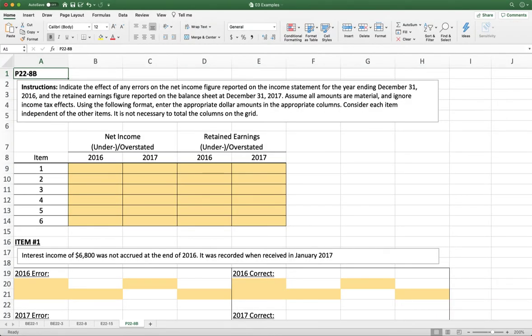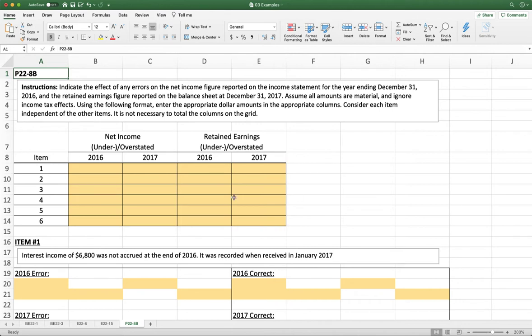For this example, we are going to indicate the effect of any errors on the net income figure reported on the income statement for the year ended December 31st, 2016, and the retained earnings figure reported on the balance sheet at December 31st, 2017. So that's the net income of year one and the balance sheet retained earnings for year two. Assume all amounts are material and ignore income tax effects. Using the following format, enter the appropriate dollar amounts in the appropriate columns. Consider each item independent of the other items. It is not necessary to total the columns in the grid.